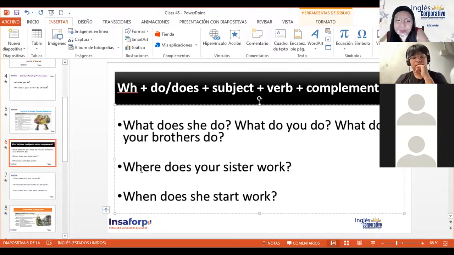For example, aquí tenemos un ejemplo. Where does your sister work? El verbo aquí es work. Pero usamos does como un auxiliar para hacer la pregunta, ¿verdad? Where does your sister work? ¿Dónde trabaja tu hermana? When does your sister work? ¿A qué horas o cuándo empieza a trabajar? ¿O a qué horas empieza a trabajar?